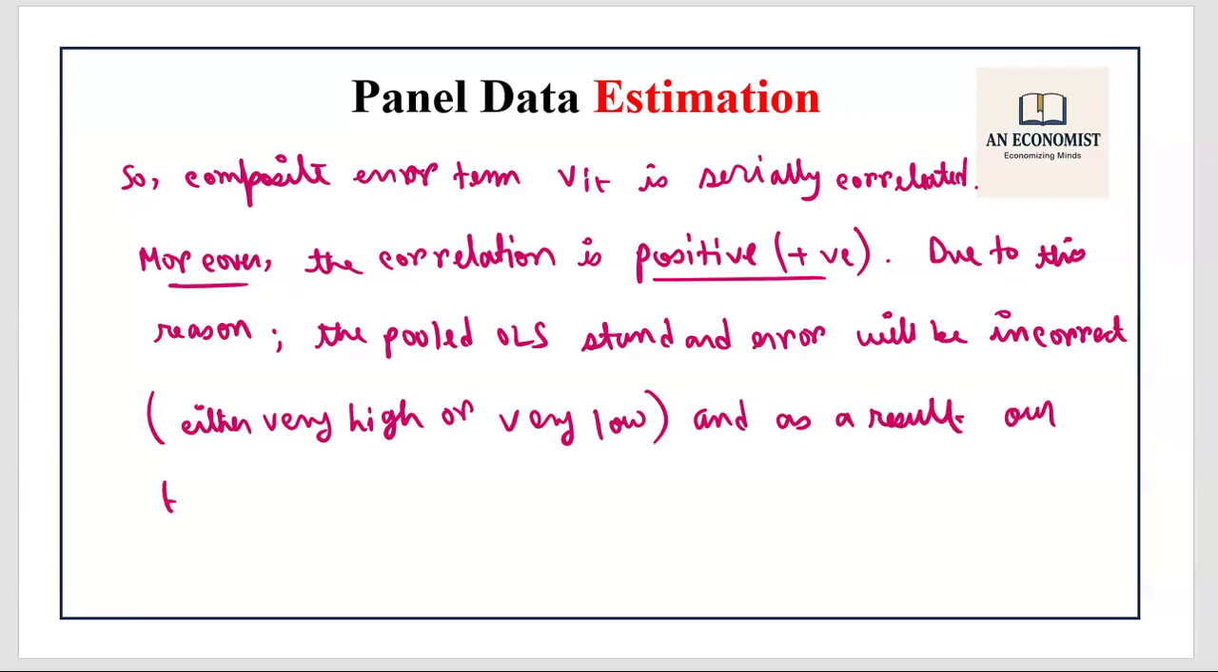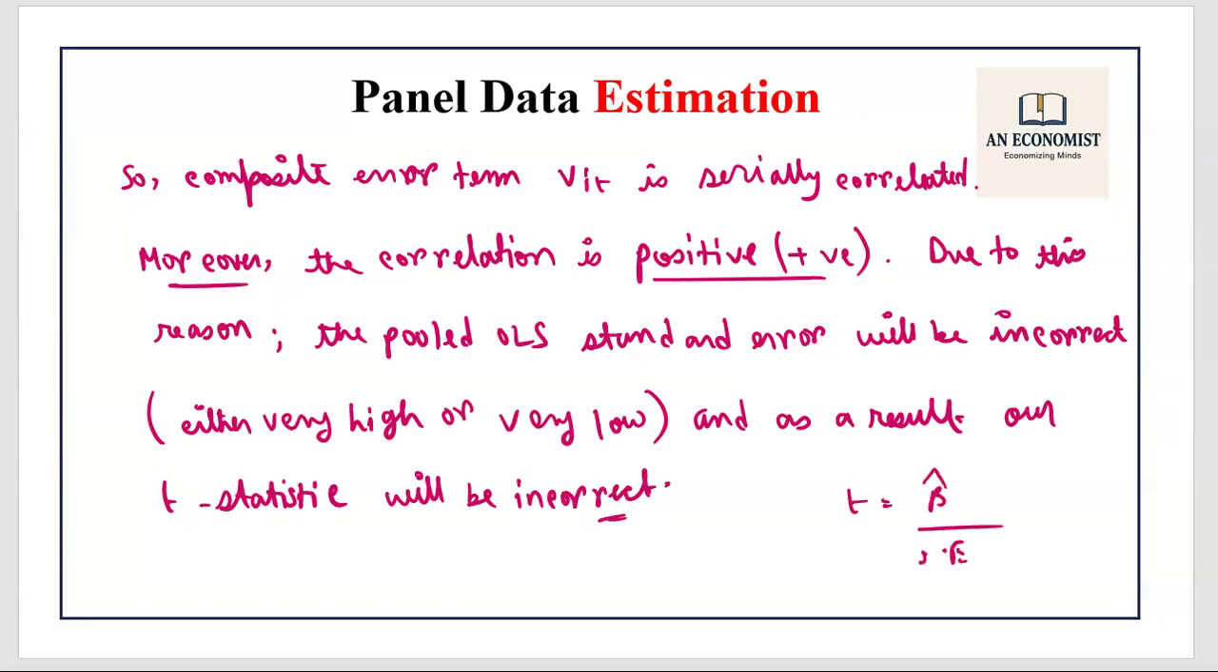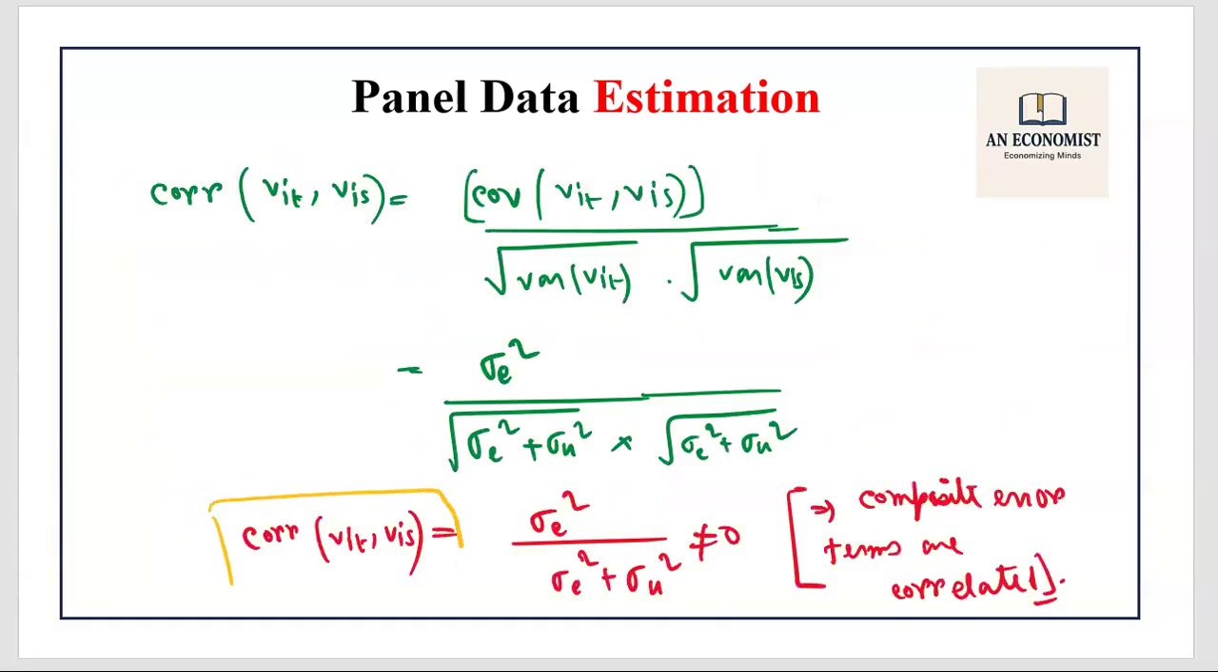our t statistic will be incorrect. This will also be incorrect because remember in the t statistic, what we do is beta cap upon the standard error of beta cap. This is the general structure. So if the standard error is not correctly estimated, then the t statistic will also not be correctly estimated. And if this is the scenario, then all the subsequent analysis, that is inferential analysis, hypothesis testing, confidence interval estimation, everything will be wrong.